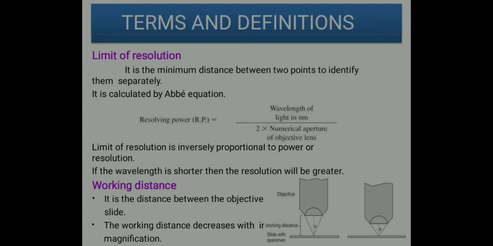Next we have working distance. It is the distance between the objective and the slide. The working distance decreases with increased magnification.